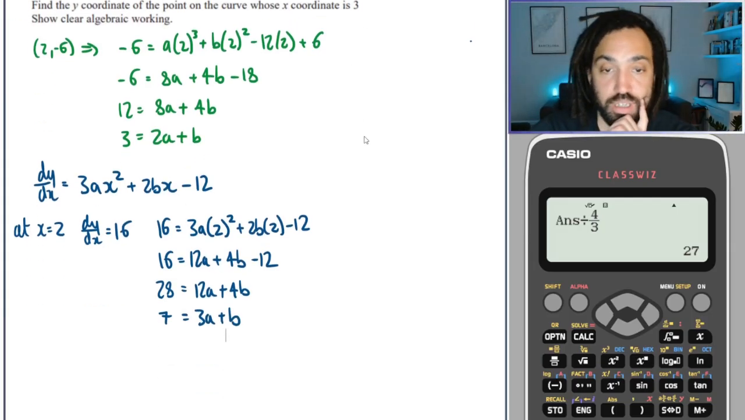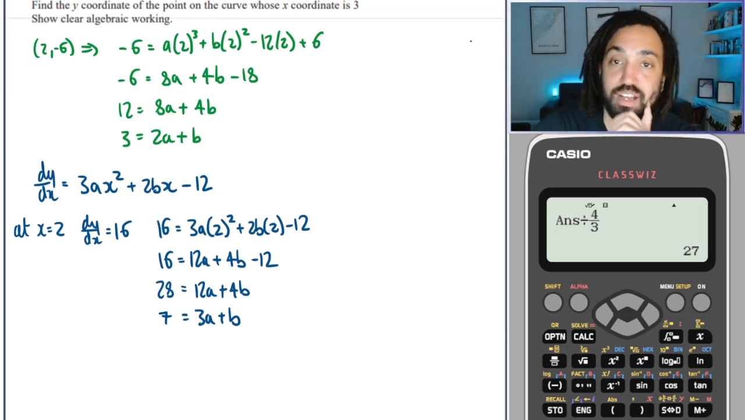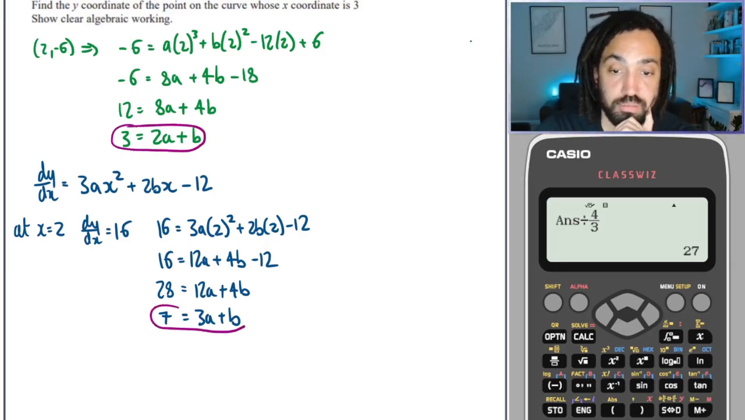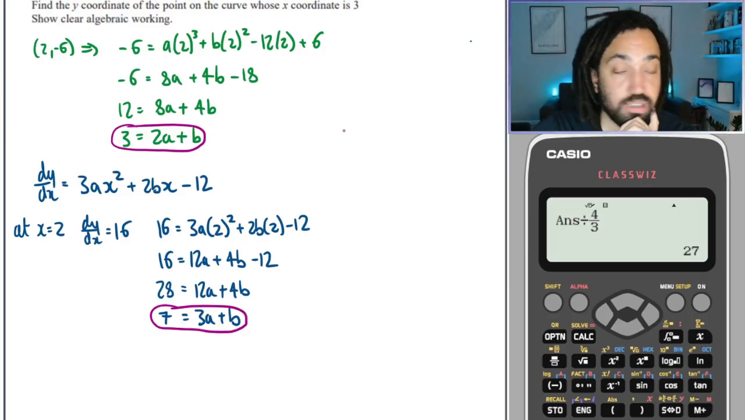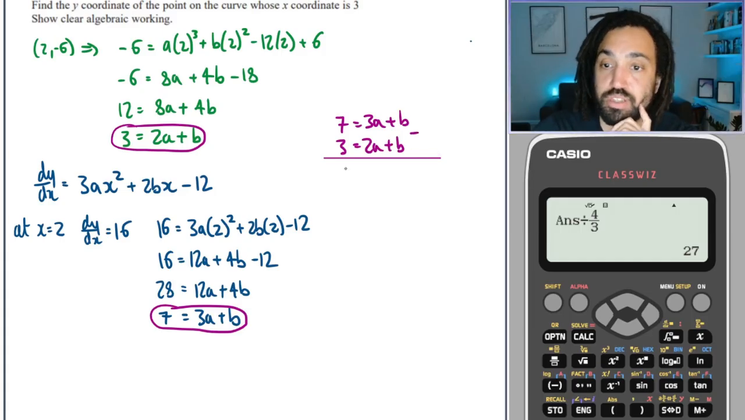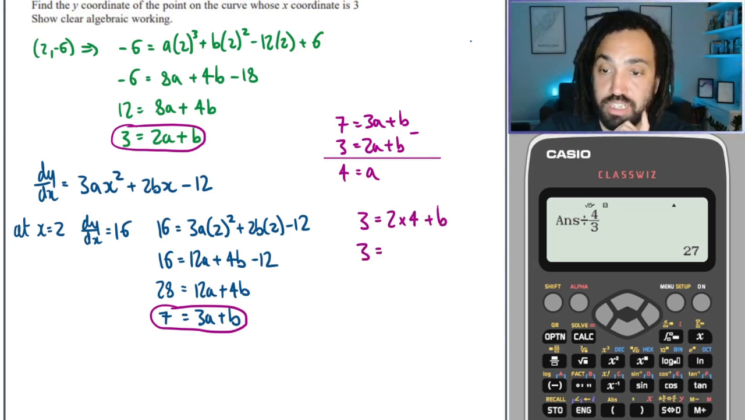Brilliant. So 2 equations have been found, so let's solve them simultaneously. I've got this one and I've got this one. Let's write them side by side, one on top of the other. Let's put the bigger one on top and the smaller one on the bottom. Subtract to cancel the b's. So this gives me 4 is equal to 1a. Sub back into one of the equations. Let's go with the bottom one. 3 is equal to 2 times a, which is 4, plus b. 3 is equal to 8 plus b. So b is equal to minus 5.